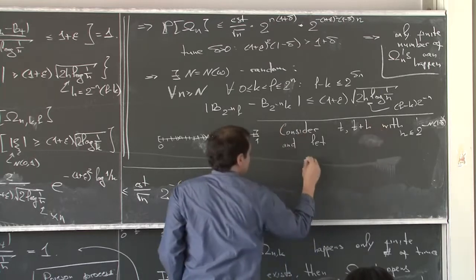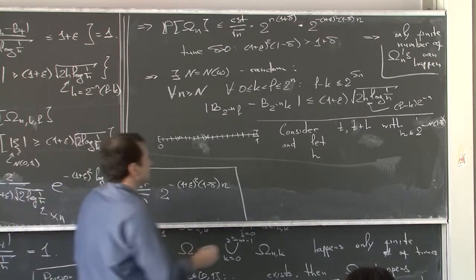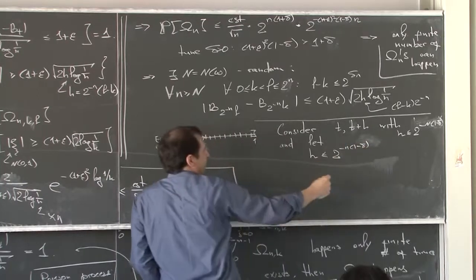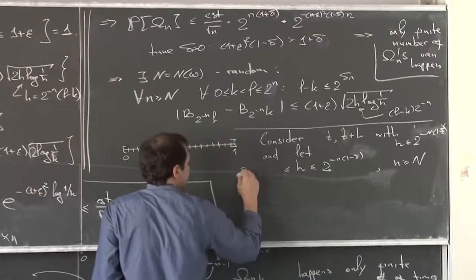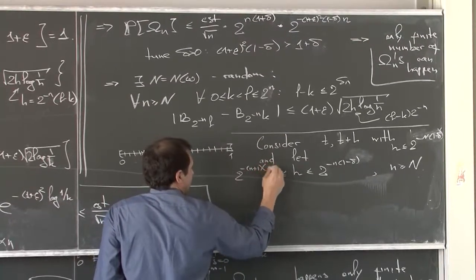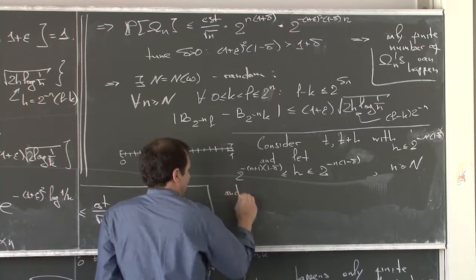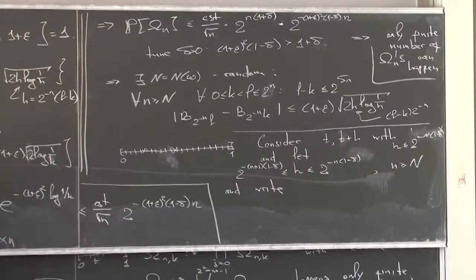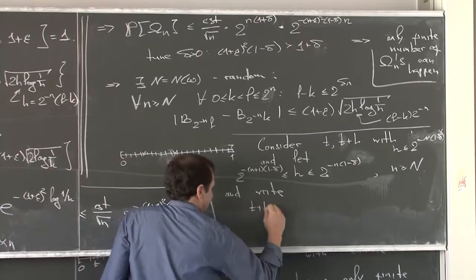And let h is roughly, roughly this with some n, which is greater than n capital. And by roughly, I mean like this. And write there's two arbitrary real numbers, non-rational numbers, in the following way.